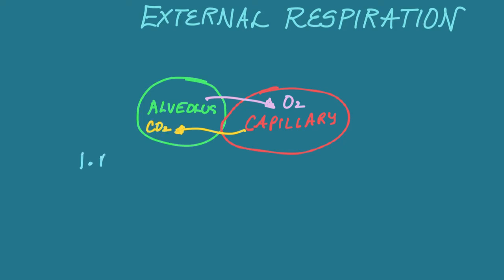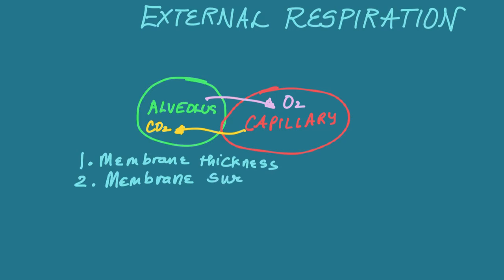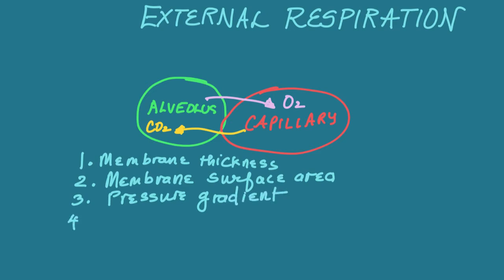There are 5 factors that affect simple diffusion, and they also affect external respiration. Membrane thickness, when it increases, decreases the speed of diffusion. Membrane surface area, when that increases, it also increases the speed of diffusion. The third factor is pressure gradient. When the pressure gradient is high, the speed of diffusion increases.